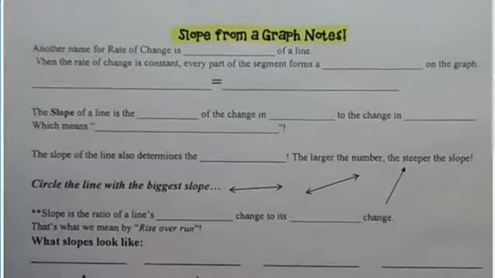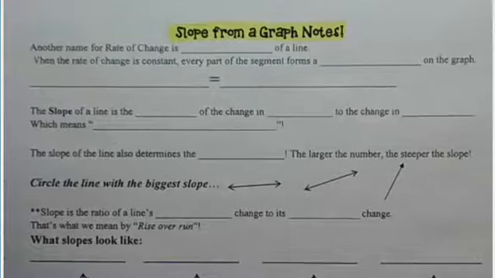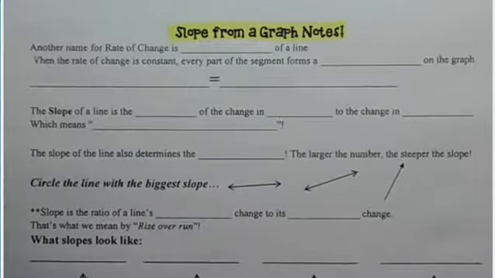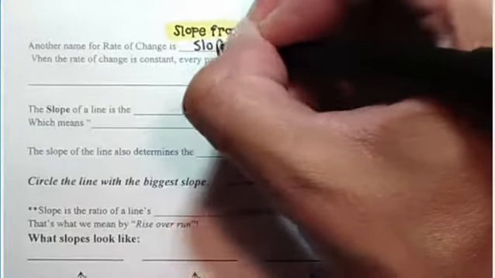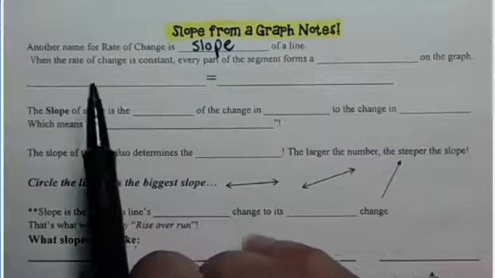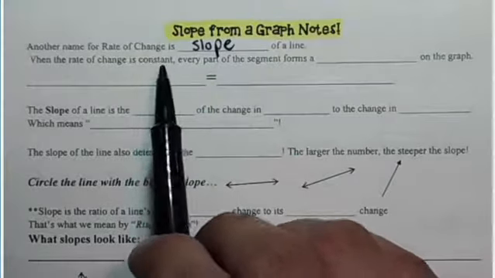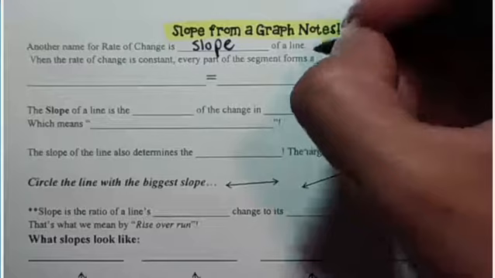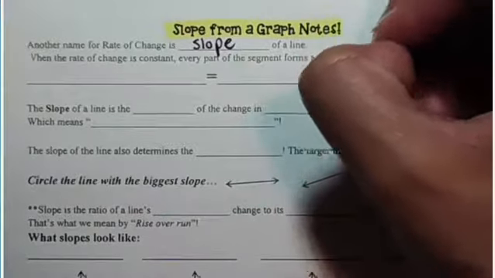Alright, let's go ahead and get started. So again, we want to be able to find the slope from a graph. So let's go ahead and start off with what we know about slope so far. What we learned last week is another name for rate of change, if it's constant, it's the slope of a line. Okay, so rate of change and slope is the same exact thing. Because the rate of change is constant, which means it's the same for every single point, the difference between the y and the x values is the same, each part of that segment forms that straight line, and that's where we come up with linear.